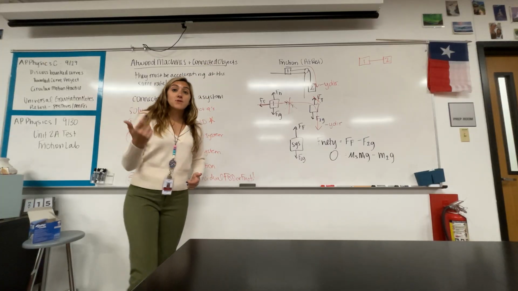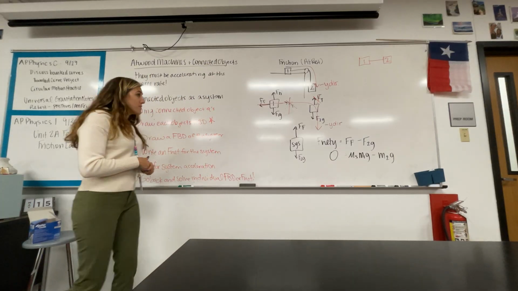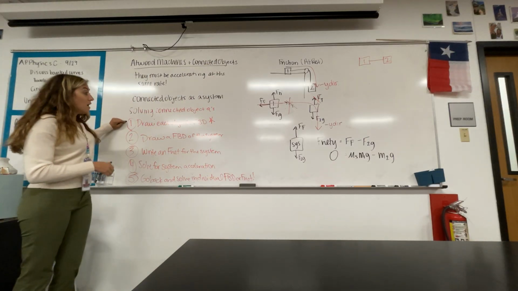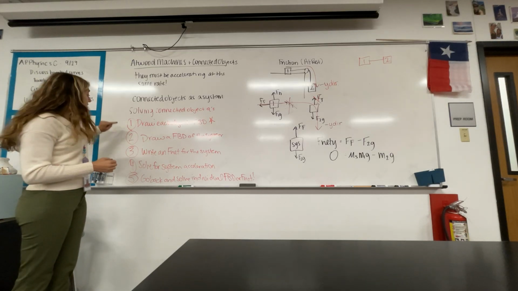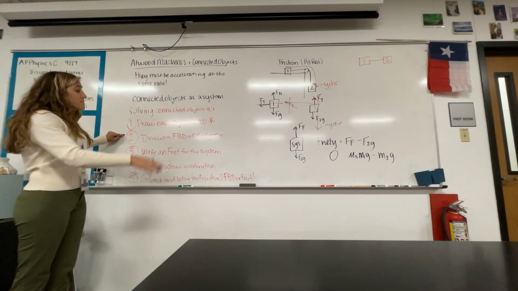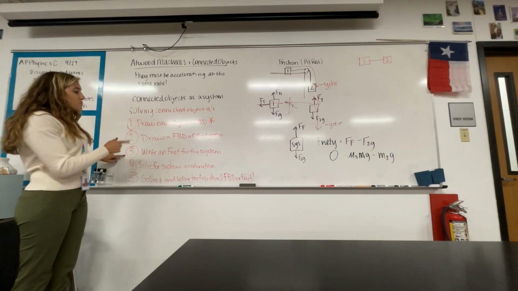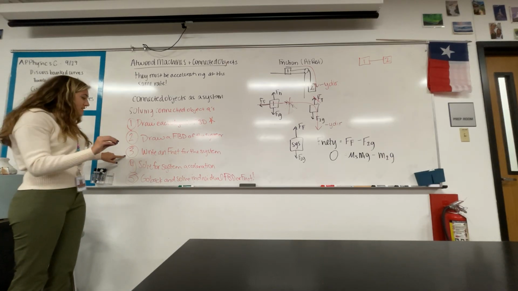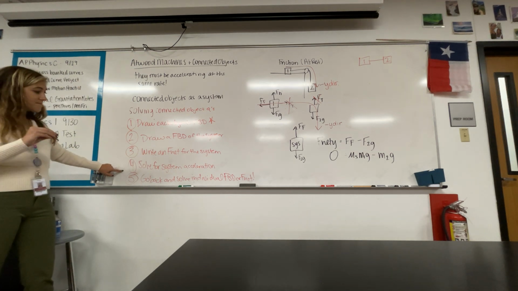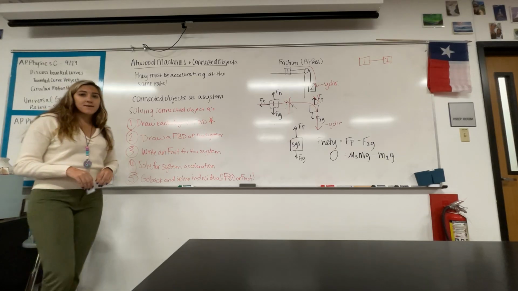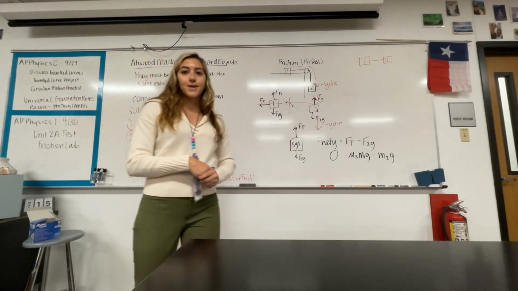So again, when I'm solving any connected object problem, I am going to draw each object's free body diagram until I get really, really good at this. Then I'm going to draw a free body diagram of the whole system. I'm going to write an F-net equation for the whole system. I'm going to solve for the acceleration of the whole system. Then I'm going to go back and solve for whatever the question actually asked.